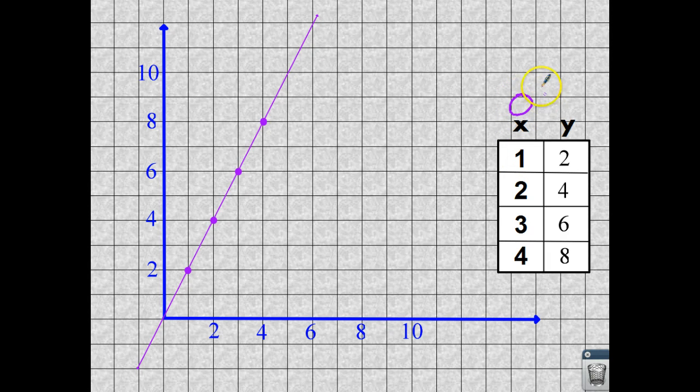So if x is 0, and I were to multiply it by 2, what is 0 times 2? Okay, so we're at 0. So we have our origin 0, 0 as being one of the points on our table. And you can make some predictions out of this too. So if I were to continue with the 5 or maybe all the way down here to 10, what would the y values be? What would your outputs be if your inputs were those two values? So 5 times 2 would be 10, and 10 times 2 would be 20.